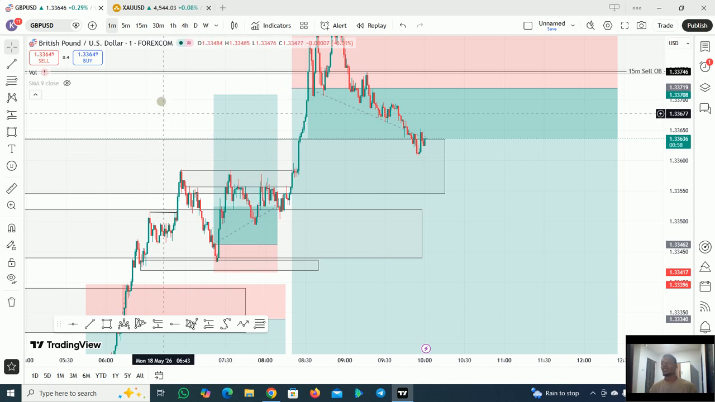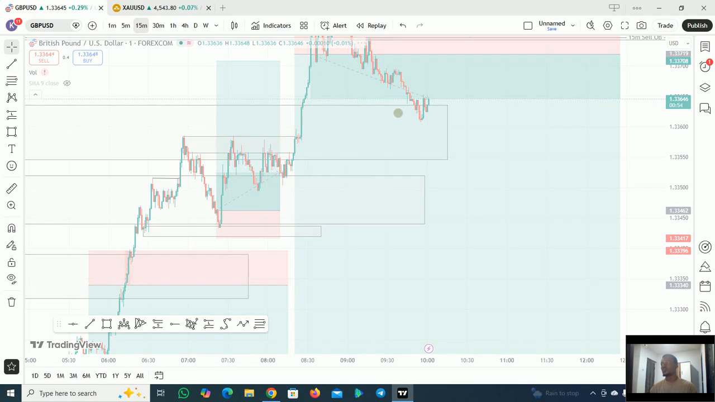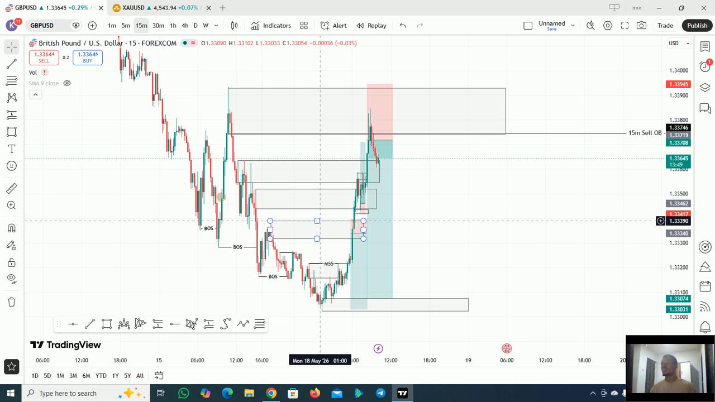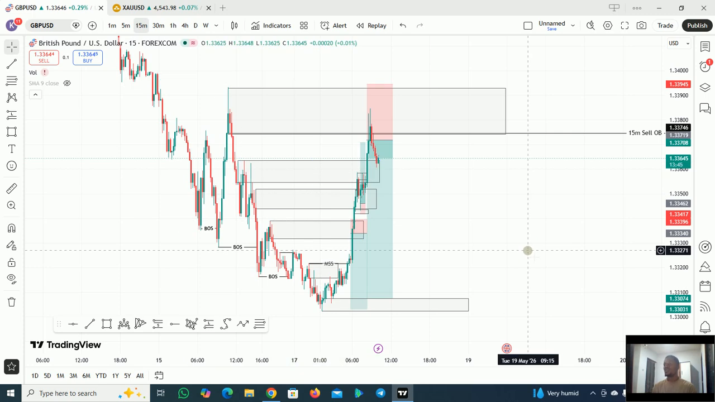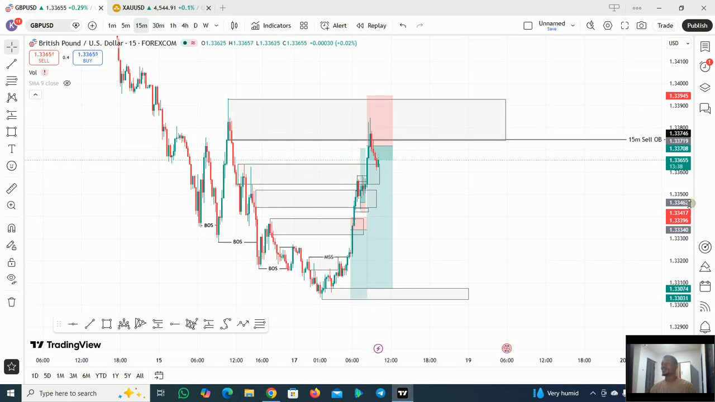The reason why price broke through this zone, this valid zone, is because there is a lot of liquidity around there. On our 15-minute time frame, you can see it has already been mitigated. Price swept that zone, and then boom. So this was my 15-minute sell order block.